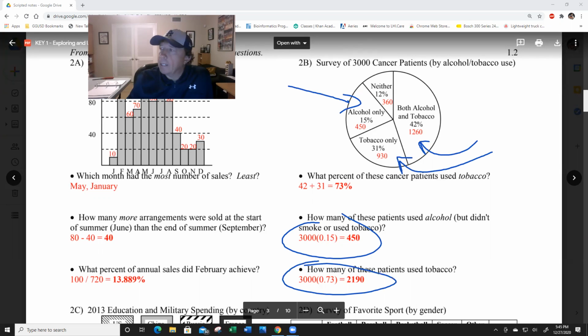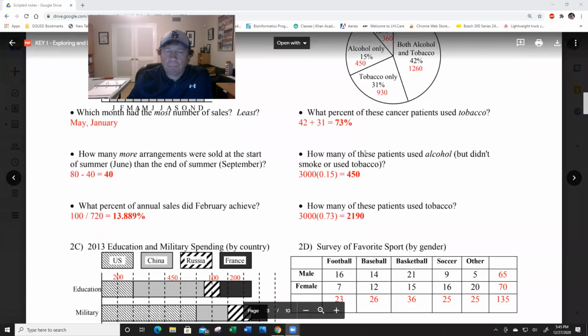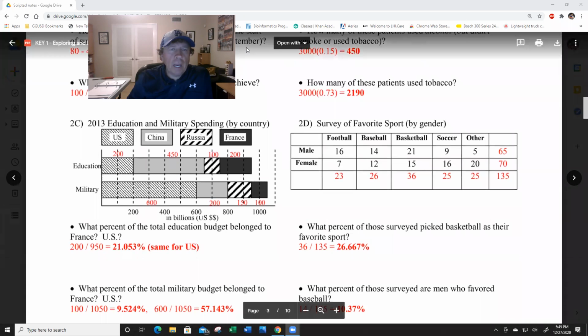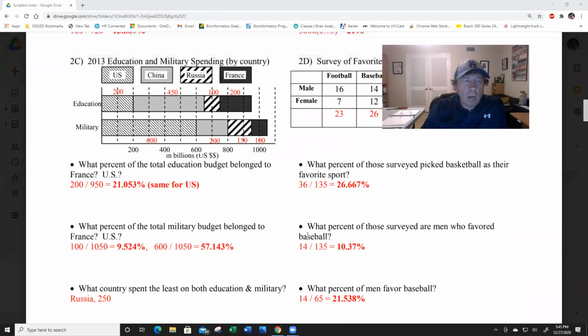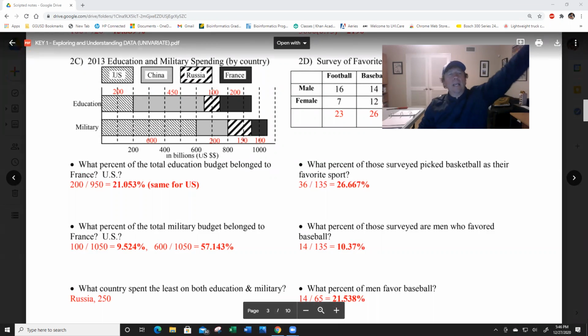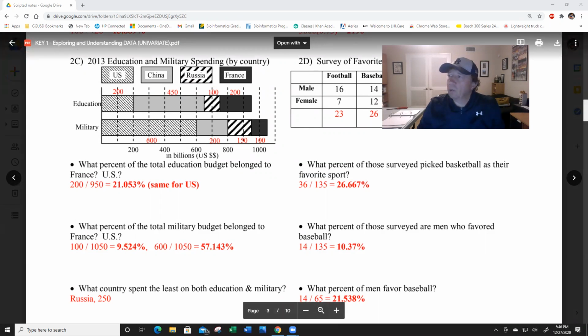I got 2190. Okay, pretty simple. So far, so good. All right, the next one, we got C and D here. I got a segmented bar graph. This is kind of cool. I got this data in 2013, as you can see, from the military spending. It's a little old, but that's all right. It's still relevant. How much money we spend on stuff.